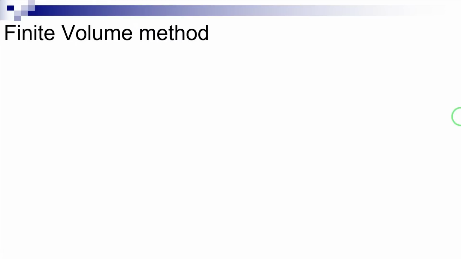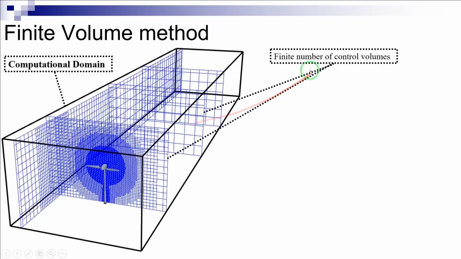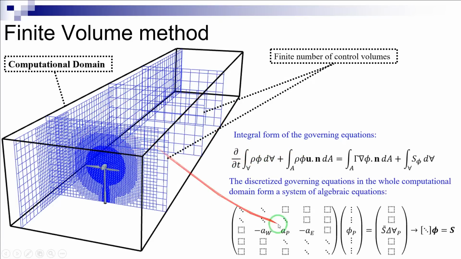In this method, the computational domain is discretized into a finite number of control volumes over which the integral form of the governing equations is discretized. The discretized governing equations in the whole computational domain form a system of algebraic equations as shown here. Finally, this system of algebraic equations is solved to obtain the solutions.